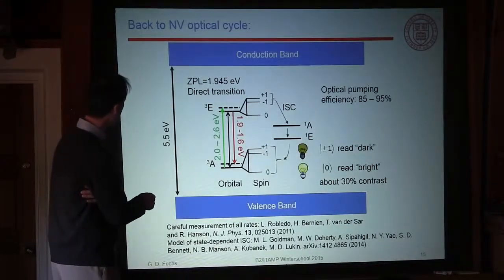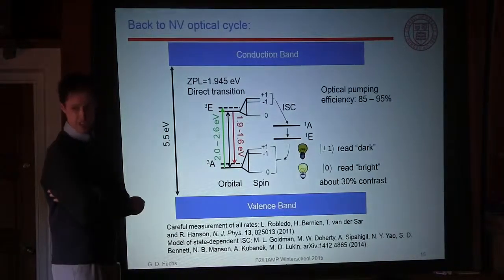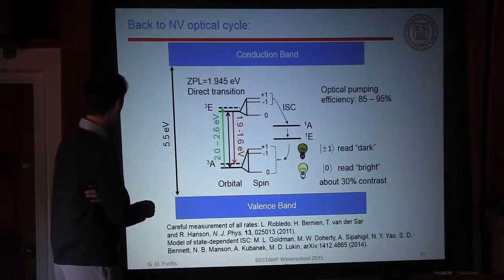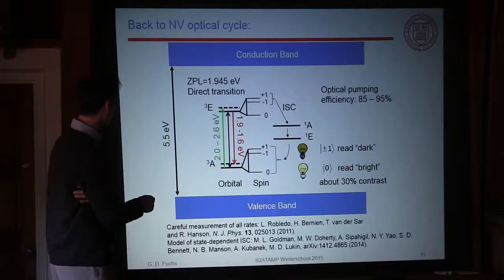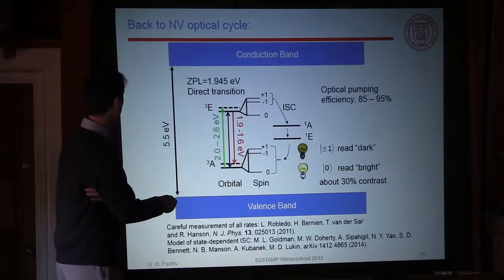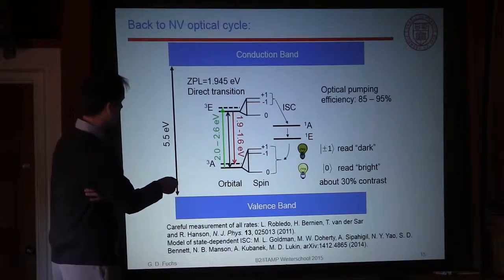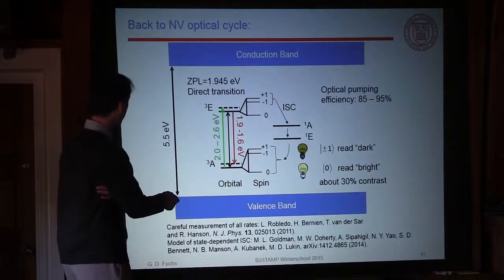The Franck-Condon effect gives rise to a phonon sideband for both absorption and emission. So you can excite over a range of around 2 to 2.6 eV, and you relax over a range of around 1.9 to 1.6 eV. This is what people call an intersystem crossing, which is this phonon-mediated dark relaxation.